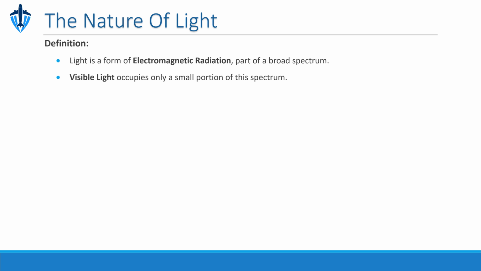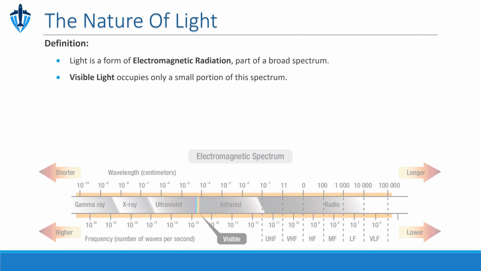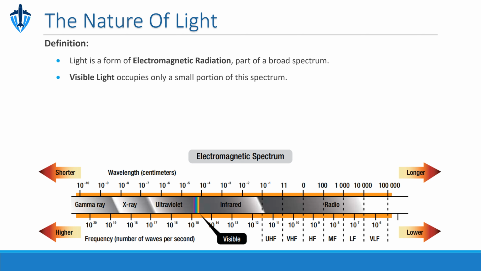First, light is not something unique. It is a specific type of electromagnetic radiation. It's part of a vast, continuous range of energy that surrounds us, known as the electromagnetic spectrum. The light our eyes can detect, visible light, is just a tiny slice of that entire spectrum, as you can see referenced here in the figure.